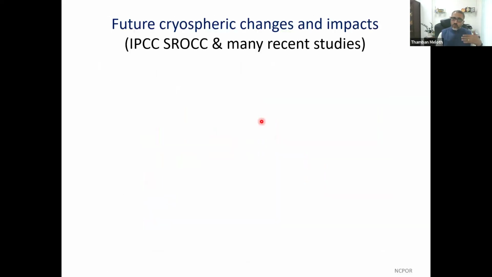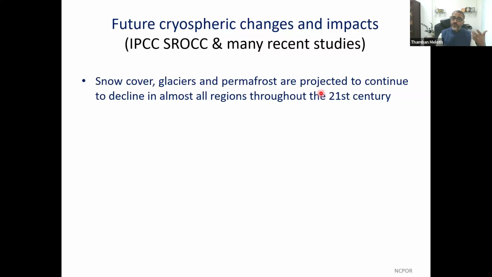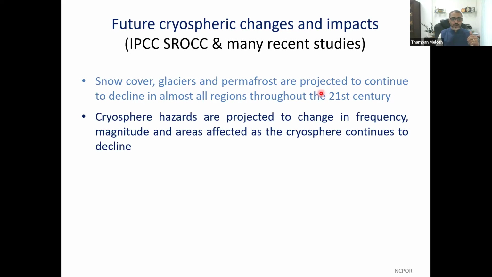If you look at what we currently understand about how the cryosphere is going to behave in future, we already have a lot of information, especially after the IPCC reports came. Even before that, there was a special report on the ocean and the cryosphere in a changing climate, and all this has provided us information that snow cover, glaciers and permafrost are projected to continue to decline in almost all regions throughout the 21st century.